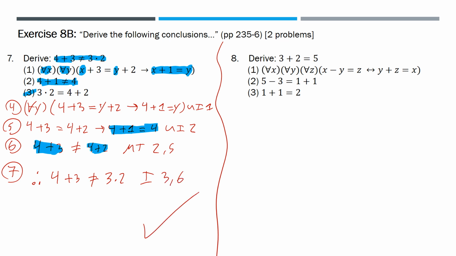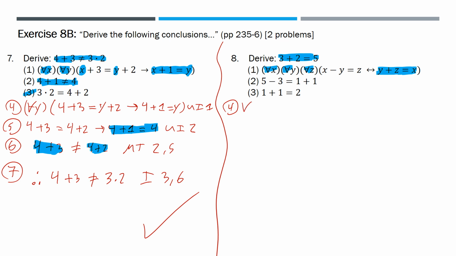For number 8, again, we have three premises. Here we have 3 quantified variables for premise 1. Question is, what do we substitute? We want to derive 3 plus 2 equals 5. And I believe we will want that to appear on this right-hand side of our biconditional. Thus, for line 4, we can substitute, let's see, 5 for x.